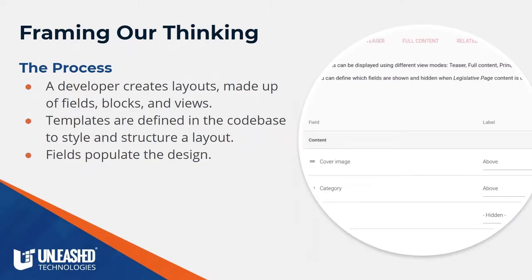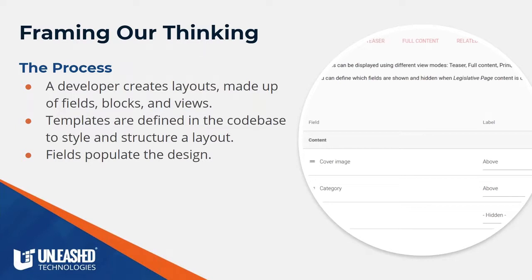So what exactly goes into this process? I touched on it a little bit, but a developer creates a layout made up of fields, blocks, and views. If these are terms you're not familiar with, they're pretty specific to Drupal. So fields are attached to your content type or your page that you're working on. Blocks are reusable pieces that you can use throughout your site. And views are typically dynamic content, so a related content view or a news feed, things like that that are changing throughout the site as you add content and remove content.